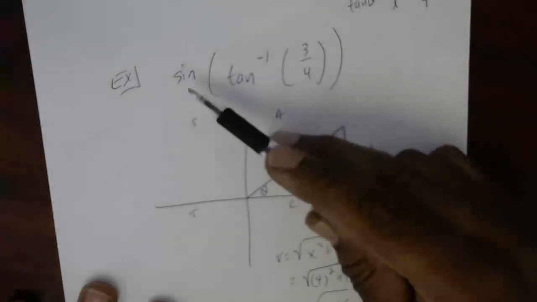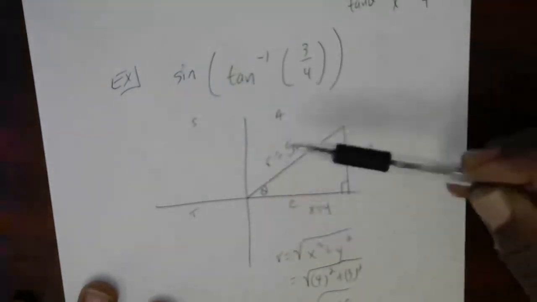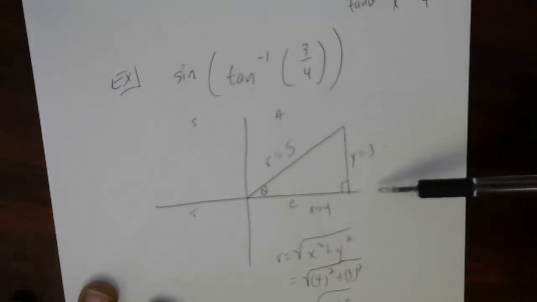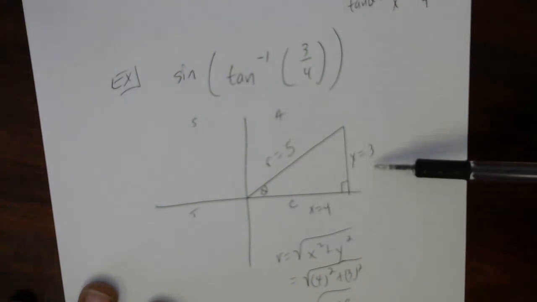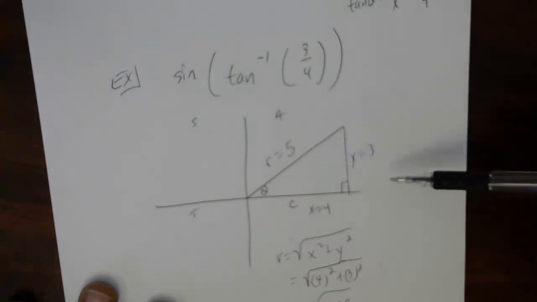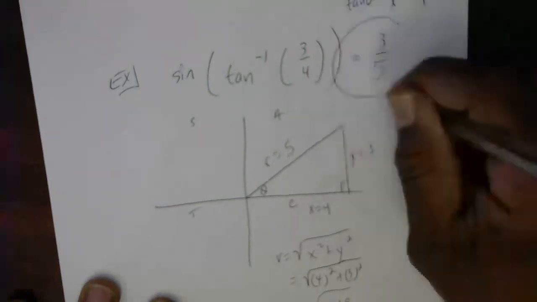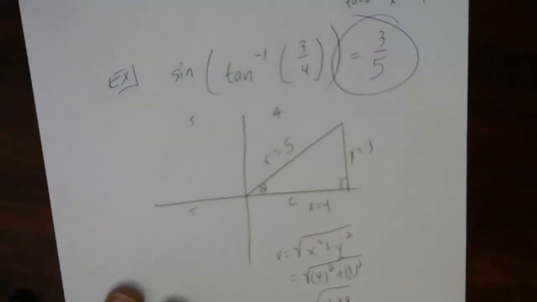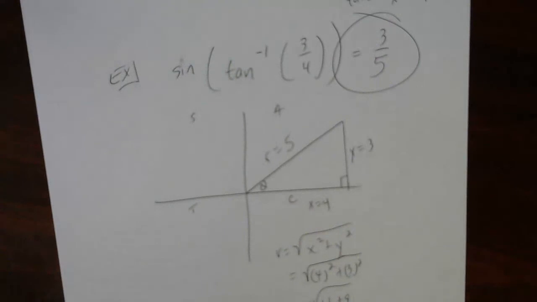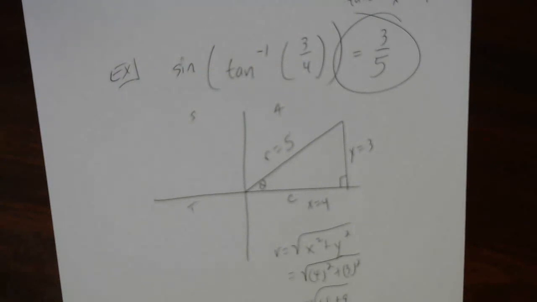Now we can pull out the sine since we know all of our values. We can pull out the sine as y over r, or 3/5. So we can evaluate this as 3/5. All right, so I'm going to end the lecture here.